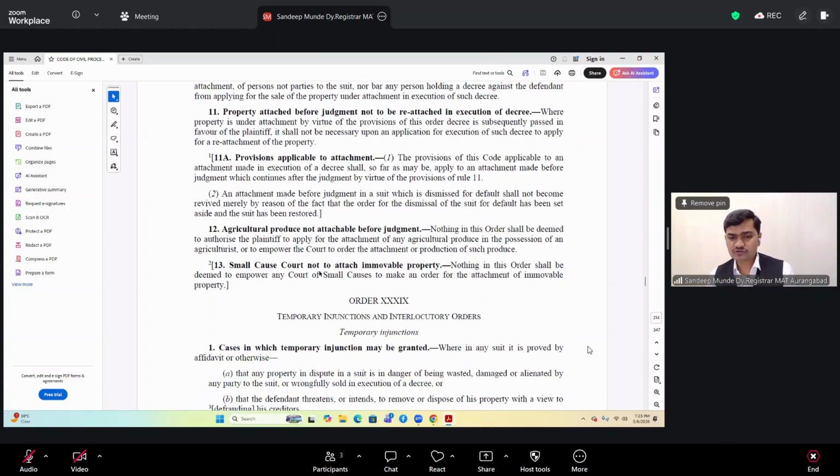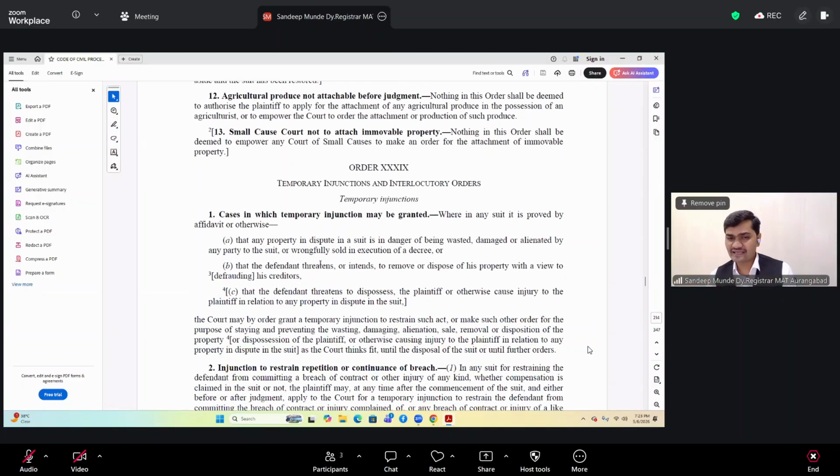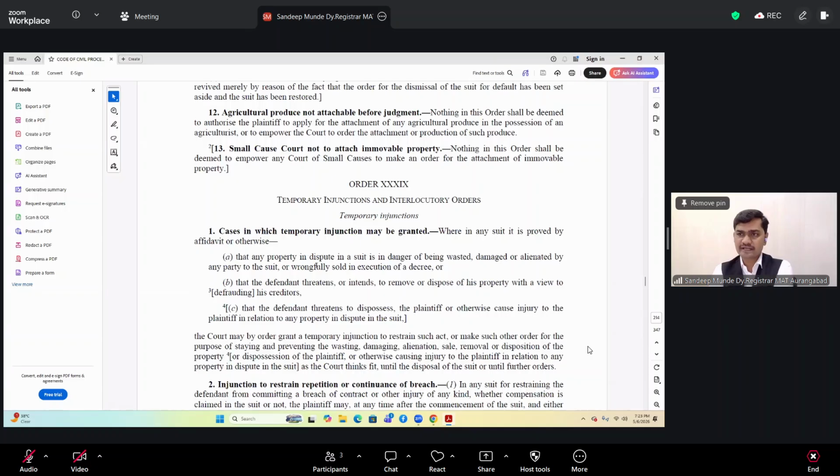Now, turning to the next order, Order 39, which deals with regards to the temporary injunctions and interlocutory orders. So what is the concept of temporary injunction? There are three kinds of injunction: perpetual injunction, temporary injunction, and mandatory injunction. The other injunctions will be covered under the Specific Relief Act.